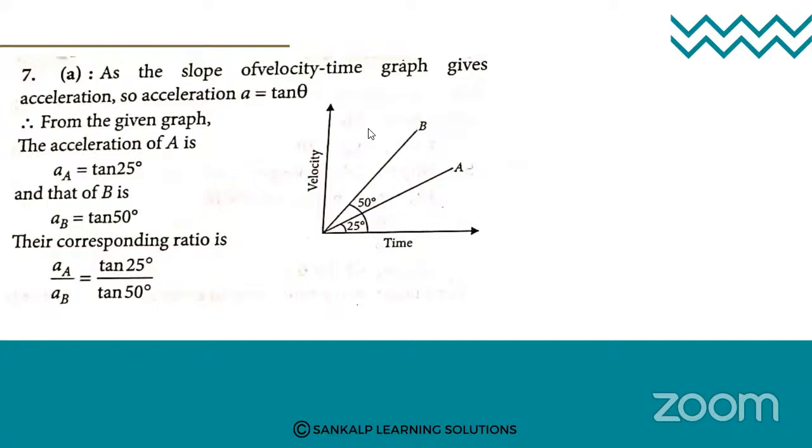Yes, see students, a velocity time graph is given. In the previous case there was a displacement time graph. The slope of the displacement time graph is nothing but velocity. So here, with a velocity time graph, what does the slope give? It is giving the acceleration. So for the body A, the angle is 25. Therefore the acceleration of body A is tan of 25 and of body B is tan of 50. So just write the ratio, tan of 25 divided by tan of 50.